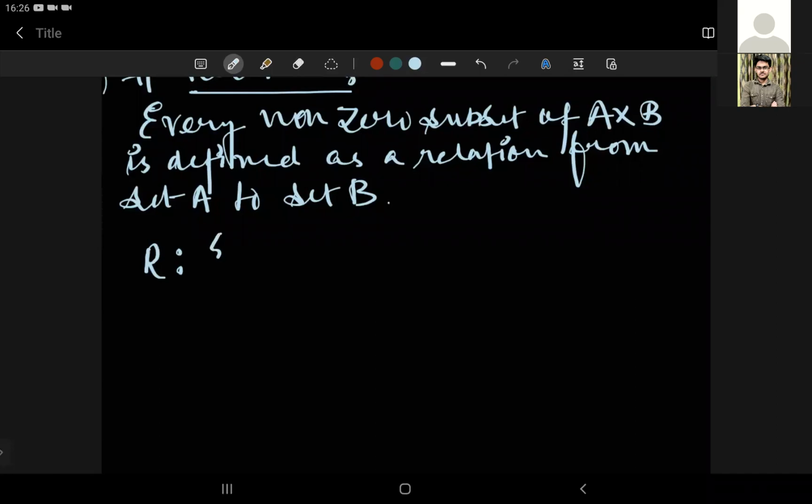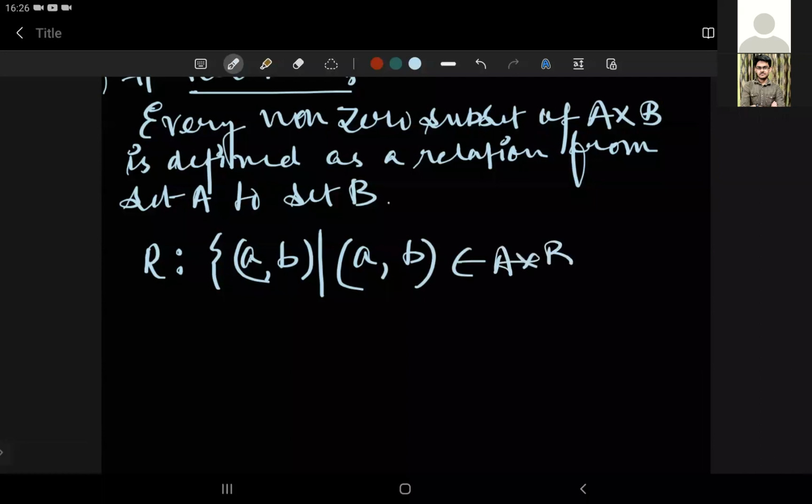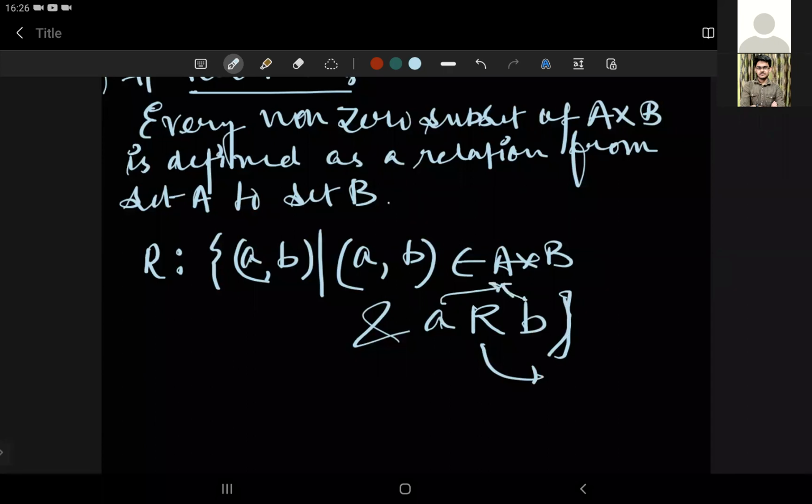Then what is the definition of a relation? It is the set of (a, b), obviously, such that (a, b) belongs to A cross B and a R b. This R is basically the relationship that we are defining between the elements of set A and the elements of set B. So let's say this is the relation.